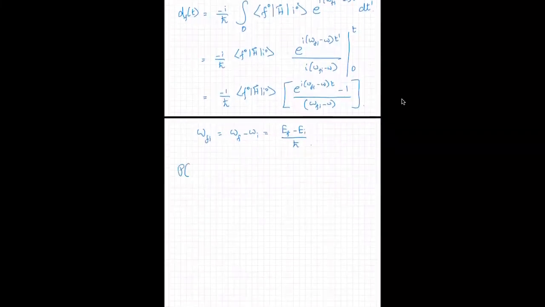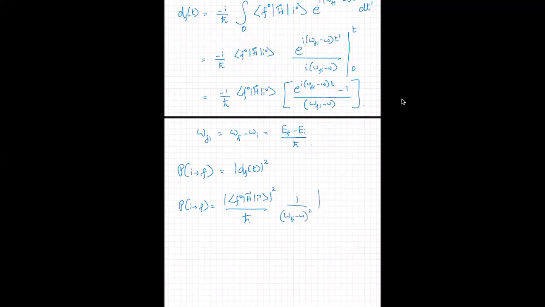So the probability that the initial state can go to the final state is basically the mod square of the probability amplitude. So the probability can be written as this matrix element square divided by h bar square, times 1 over omega fi minus omega square, times mod of e to the i omega fi minus omega t minus 1 square. Remember that this probability is time dependent. Since we are dealing with time dependent perturbations, the probability for the system to evolve to a particular final state will be different at different times, of course.